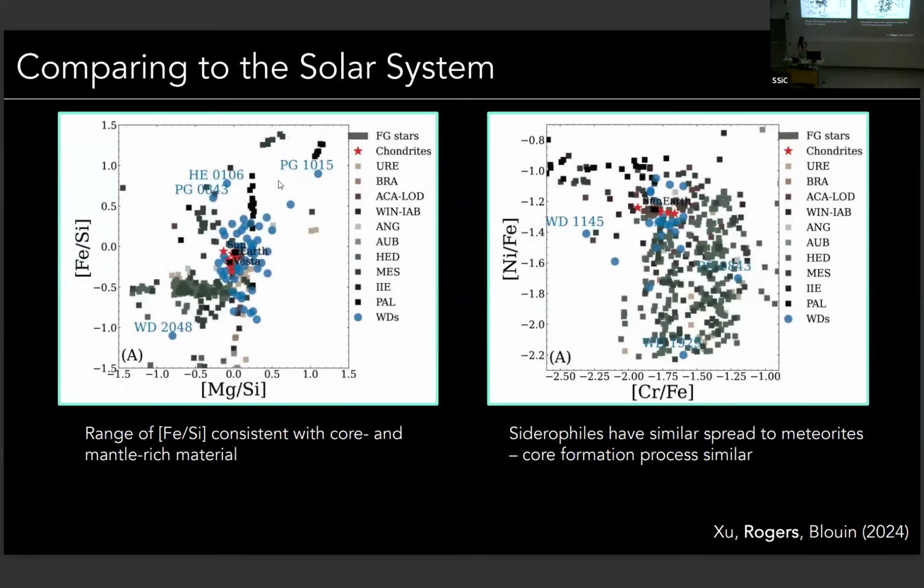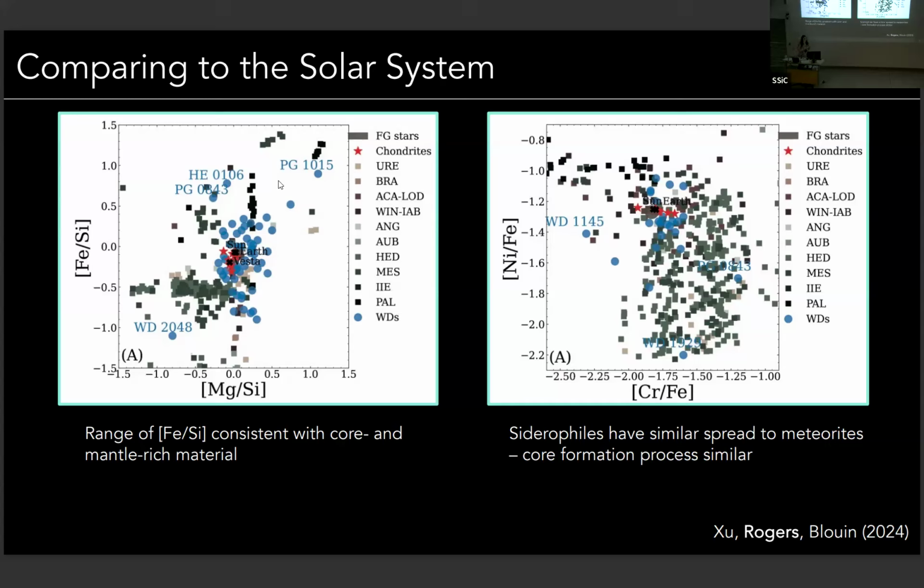And then if we compare again to our solar system, we're first going to focus on the left plot. So this is looking at iron to silicon versus magnesium to silicon. And iron to silicon can be a proxy for your core mantle distribution. So things that have really high iron to silicon are probably quite core rich, and things that are low are quite mantle rich. And what's really cool is we find examples where we have core rich and mantle rich material accreting onto these white dwarfs.